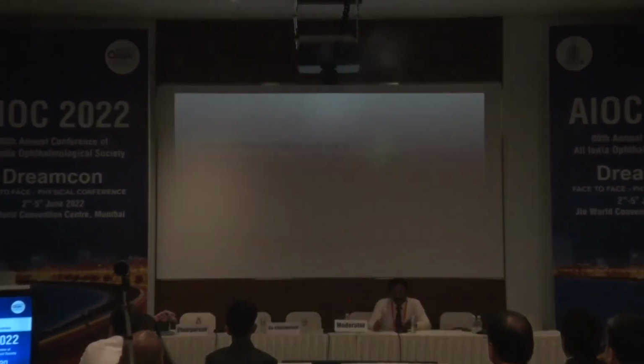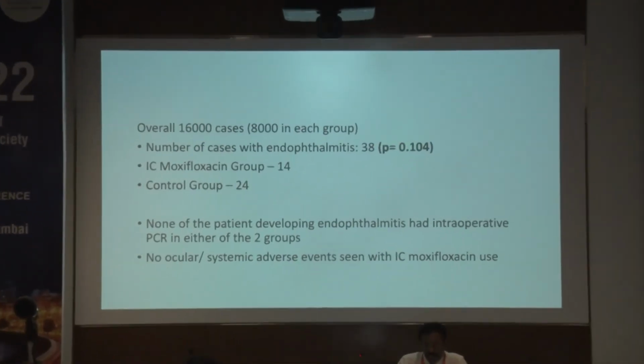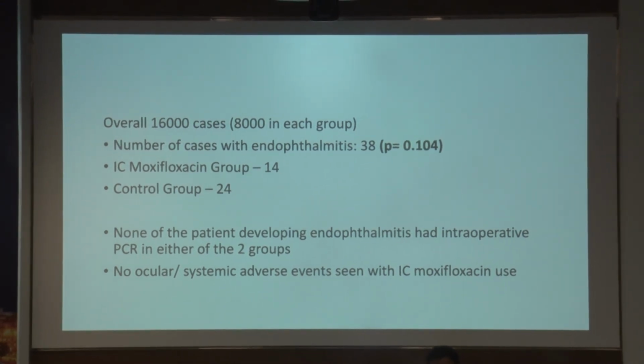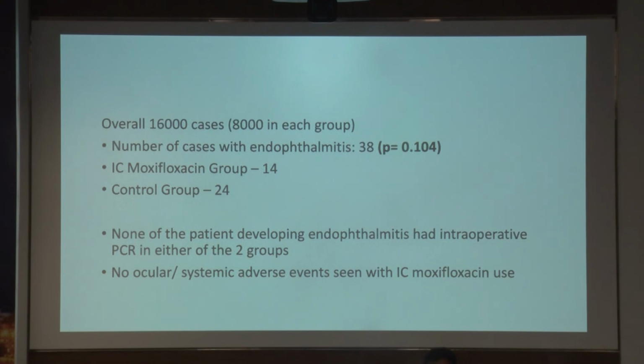So overall, 16,000 cases, 8,000 in each group, and the number of cases with endophthalmitis was 38. In the moxifloxacin group, there were 14. In the control group, there were 24. None of the patients developing endophthalmitis had intraoperative PCR in either group. No ocular or systemic adverse events were reported with intracameral moxifloxacin. So this is perhaps the first randomized control trial to look at such a huge number of subjects, and it has clearly shown that in those cases where you give intracameral moxifloxacin, the endophthalmitis rates are much less.